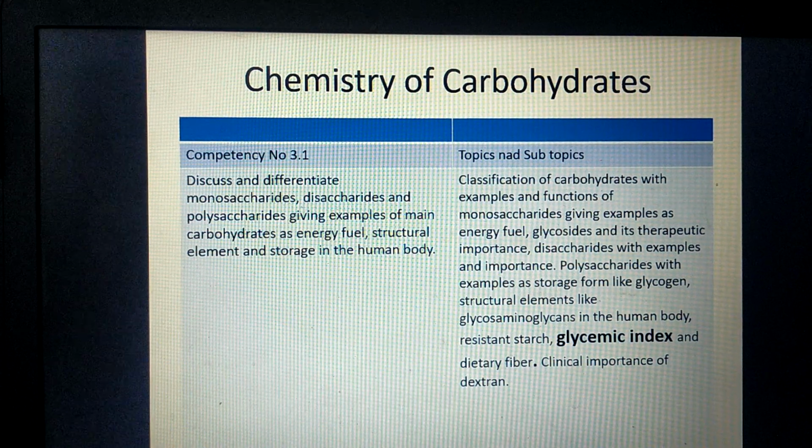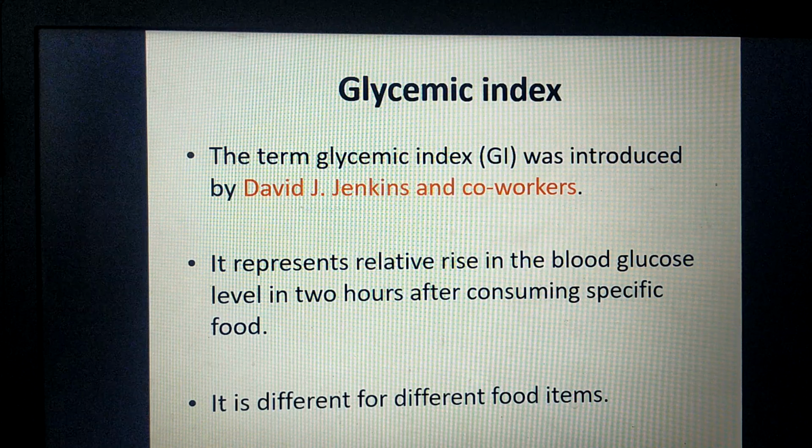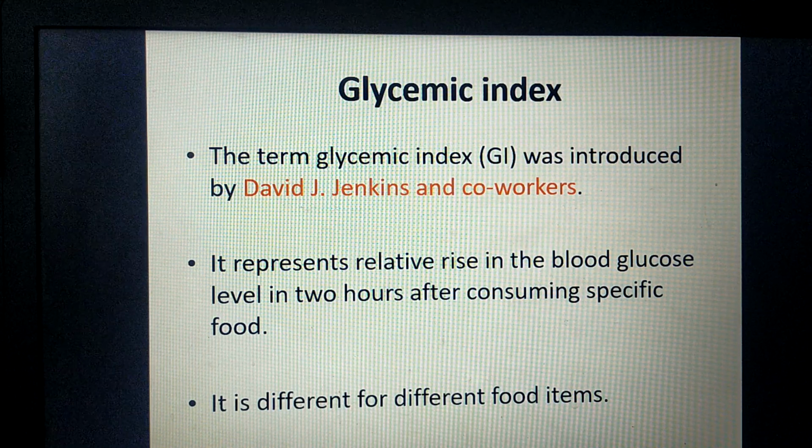Good morning, students. We will continue competition number 3.1. Today's topic is glycemic index. The term glycemic index was given by David J. Jenkins and his co-workers.